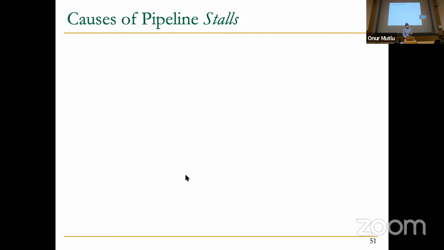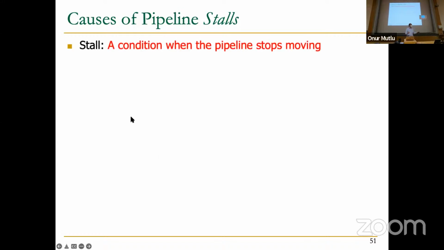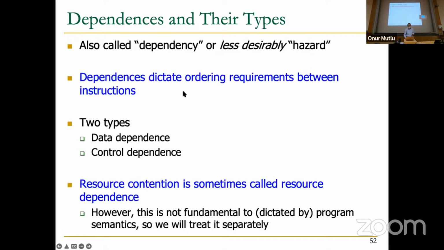So let's talk about causes of pipeline stalls. So what is a stall, first of all? Let's define this clearly. Basically, it's any condition when the pipeline stops moving. I mean, not all the pipeline needs to stop moving. Some part of the pipeline stops moving, basically. You cannot move this instruction to the next stage because it requires something that has not been produced yet, or it requires a resource that's busy, right?